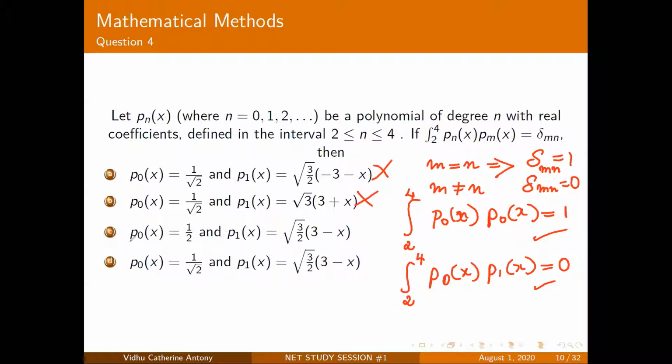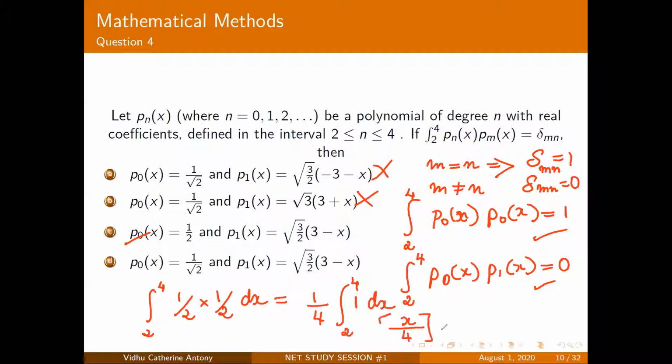Now let's check this out. You have a 1 divided by 2 here, right? So if you have the integral from 2 to 4 of 1 divided by 2 times 1 divided by 2 dx, what do you end up getting? You get 1 divided by 4 times the integral from 2 to 4 of 1, so you end up getting x divided by 4 in the limits of 2 to 4. You substitute 4 divided by 4 minus 2 divided by 4. What do you end up getting? You get a 1 here, you get a 1 divided by 2 here, you get a half. So you're not getting this result.